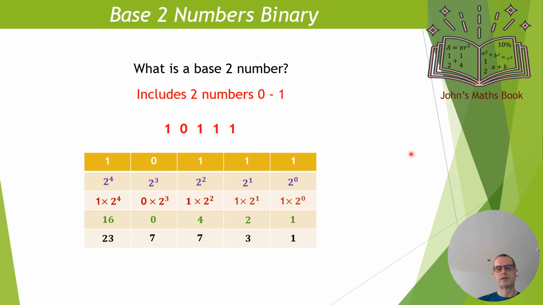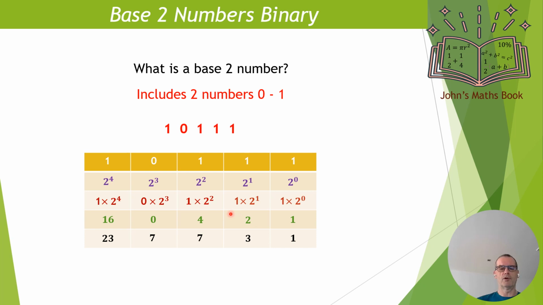It's important to note that each of these columns is a factor of 2 greater than the column to the right. So if we start over on the far right, in the first column we have 1, but we have nothing to the right of this column. So we have the value of 1 multiplied by 2 to the power of 0. If we move to the next column, we have a value of 1 in it. So therefore it's 1 multiplied by 2 to the power of 1, which gives us a value of 2.